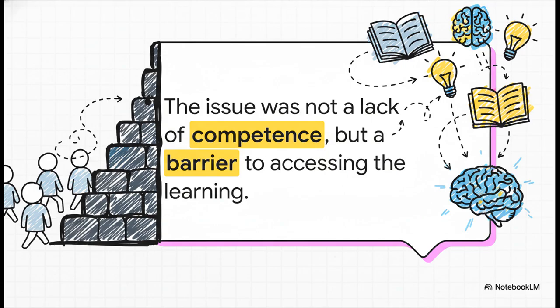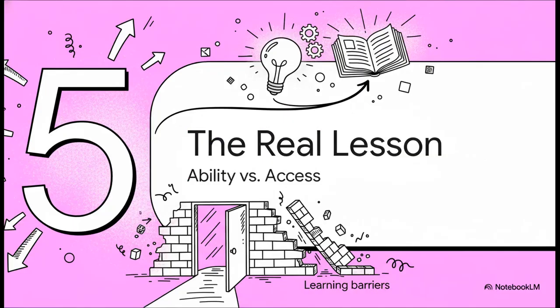Here's the critical takeaway. It was never about the students' competence. They were always capable. The real problem was an invisible wall, a barrier, that was stopping them from accessing the learning in the first place. This whole case teaches us something really profound. It forces us to make a huge shift in how we think, to stop questioning a student's ability and start questioning how we're providing them access to the material.